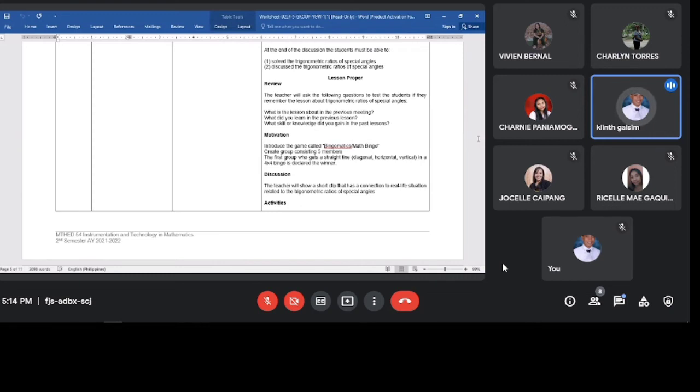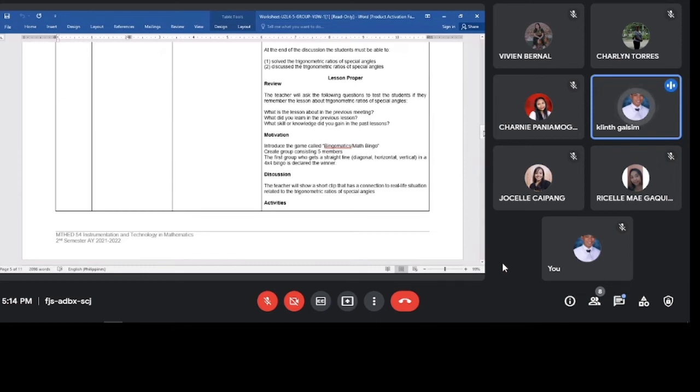For our motivation, we will introduce the game called Bingo-matics or Math Bingo. The mechanics of the game: create a group consisting of 5 members. The first group to get a straight line, either diagonal, horizontal, or vertical, on a 4x4 bingo card is declared the winner. And we will go into the discussion.